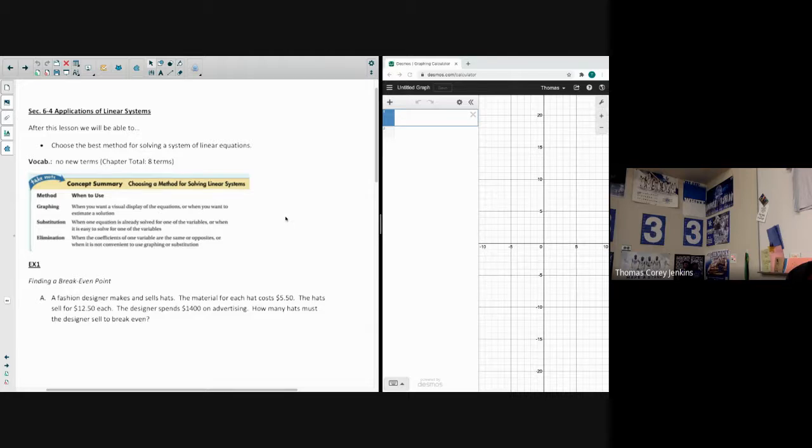These are all word problems. And actually, we're going to focus less on how to solve them and more on just the writing of the equations, and then we'll use Desmos from there.